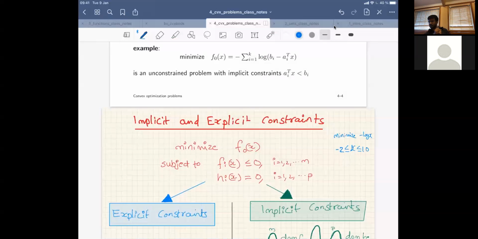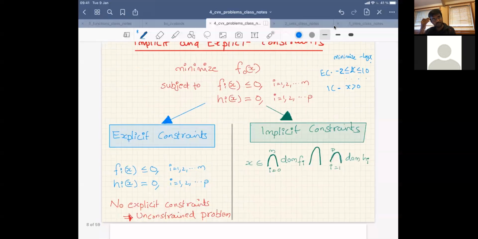In this case, what is the explicit constraint? x has to belong to this set. But you cannot take a negative value inside a log. So there is an implicit constraint which says that x has to be positive. This is the explicit constraint here, and this is the implicit constraint here.